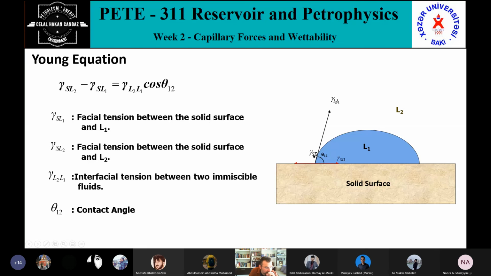So this will be here, by the way. The interfacial tension between the solid surface and L1, my interfacial tension here. The interfacial tension between the solid surface and L2, this one. Okay, it has to be here. Solid surface and L2, liquid 2. The interfacial tension between two immiscible fluids, and this is the one. Okay, the interfacial tension. And my theta is the contact angle.